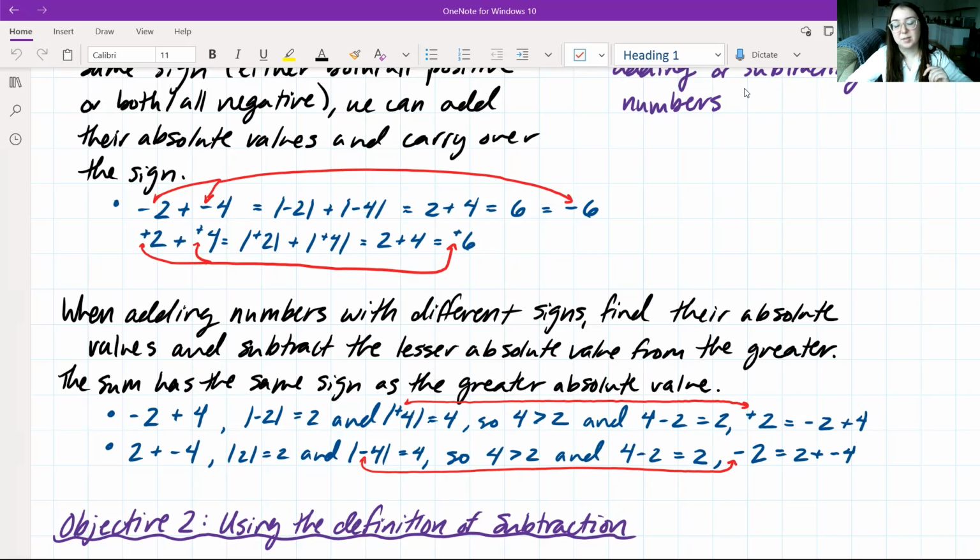Then if we switch our signs, so now we have +2 plus -4, the absolute value of 2 is 2, and the absolute value of -4 is 4. Since we see that our absolute values are still 2 and 4, 4 is still greater than 2, so we're still going to subtract 2 from 4. But now our greater absolute value, which was 4, the original number has a negative sign. It was a -4. So our final answer is -2. So there's that little bit of a difference there.